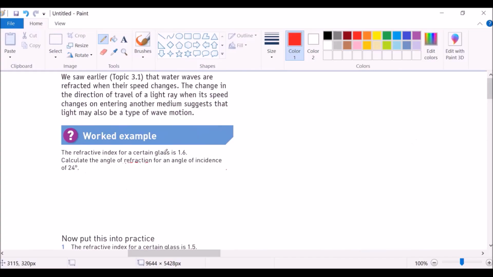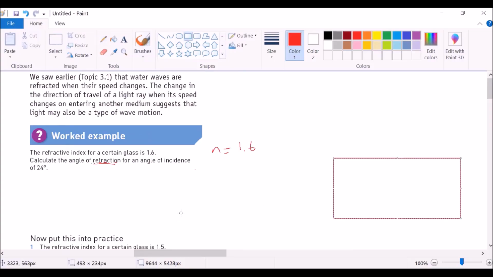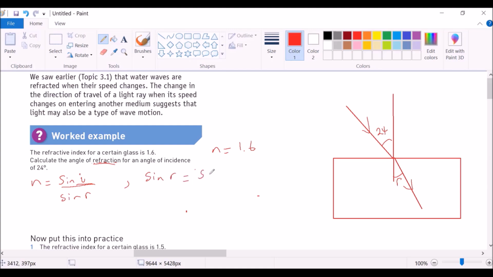The refractive index for a certain glass is 1.6, so we have n is equal to 1.6. Calculate the angle of refraction for an angle of incidence of 24. We have our glass there, our incident ray, our normal, our refracted ray. So our angle of incidence is 24. We want to find our angle of refraction. We know n is equal to sine i over sine r. We want to make r the subject of the formula, so sine r is equal to sine i over n.